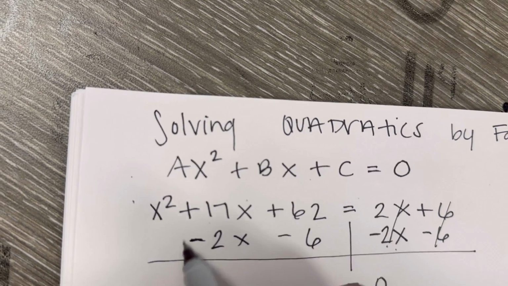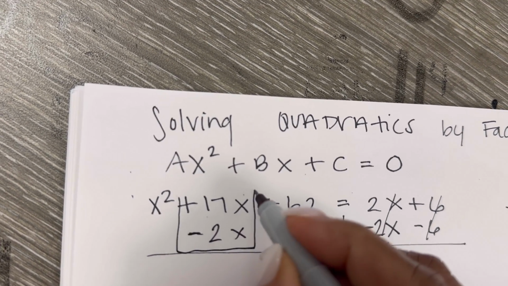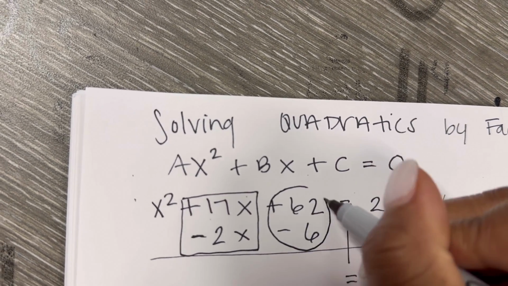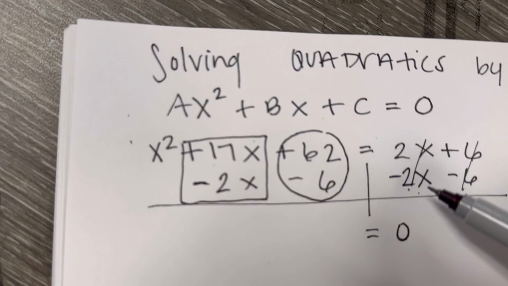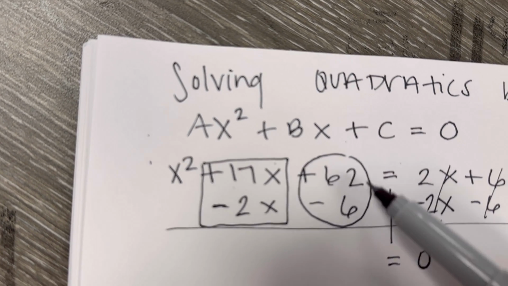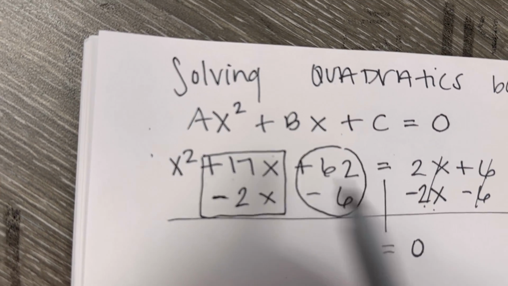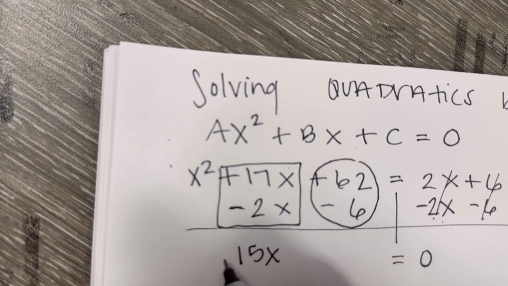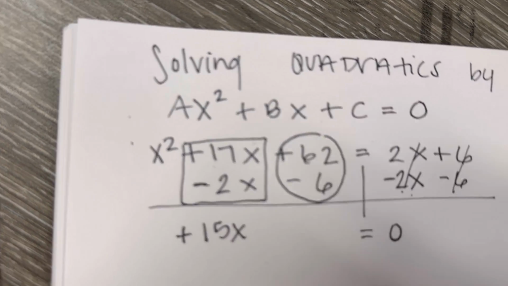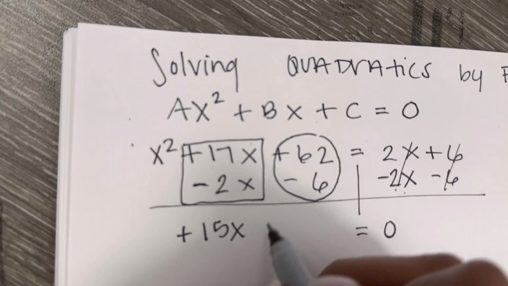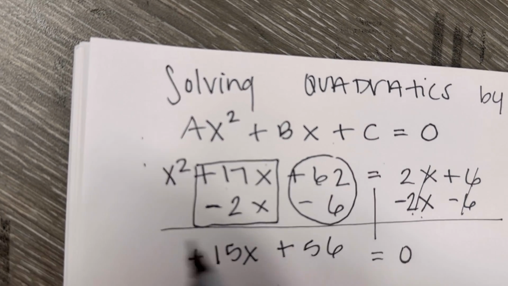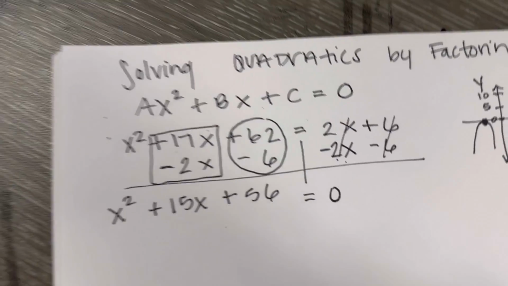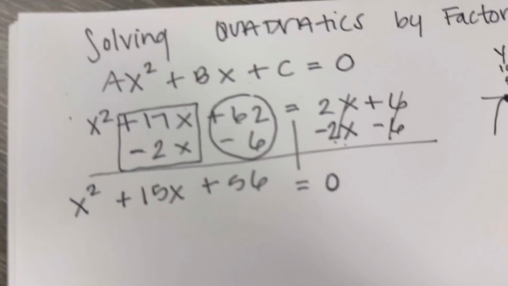So if you want to, you can square this or make it colorful to help you see it better, and then circle your constants. Make sure you're lining up like terms, right? These are x terms, constants here. So 17x minus 2x is 15x, positive 15x, right? 62 minus 6 is a positive 56. Drop that x squared down. So now we have the correct format we can work with to easily find the zeros.